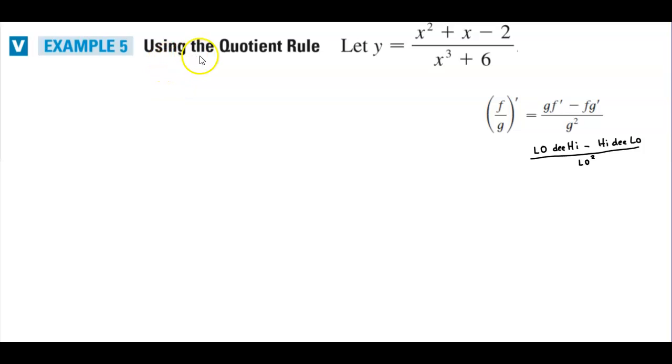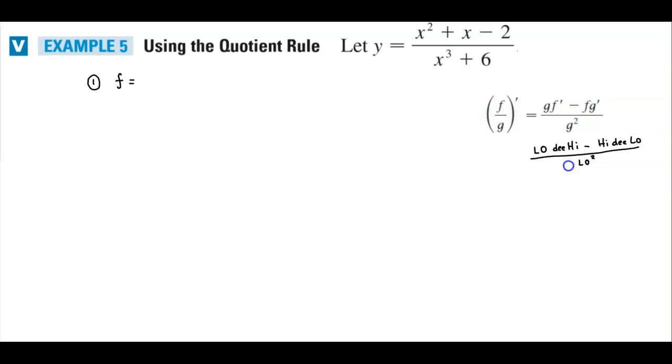Okay, for example 5, we're going to use the quotient rule. We're going to let y equal x squared plus x minus 2 over x cubed plus 6. Eventually we're going to find the derivative of this rational function by using the quotient rule. So the first thing we need to do is identify which represents the function.